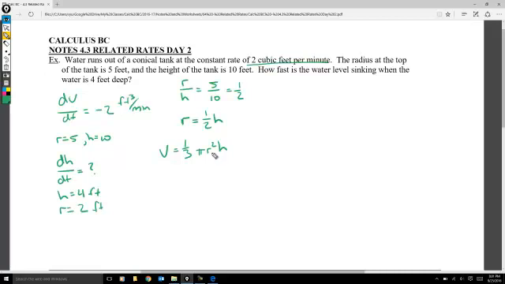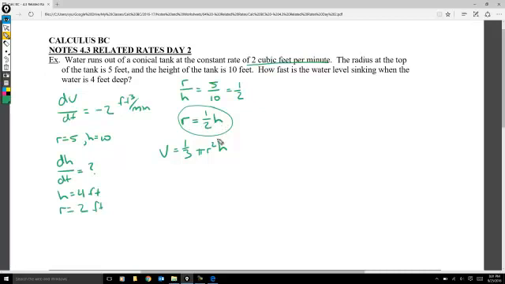I have no information on how the radius is changing over time. In fact, there's not much that I can do about that. So it would be smart to substitute r out of my equation. And I can do that because I know something about the radius. I know that the radius is always half of my height.